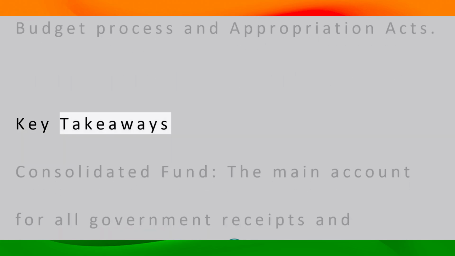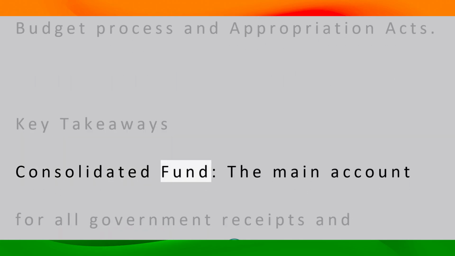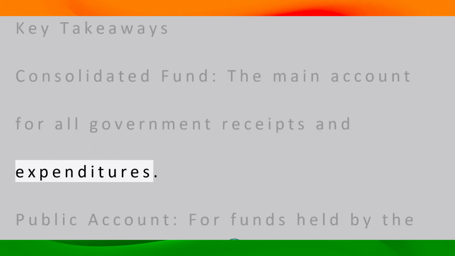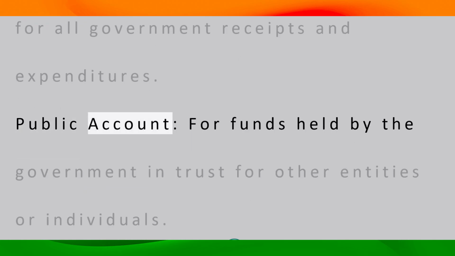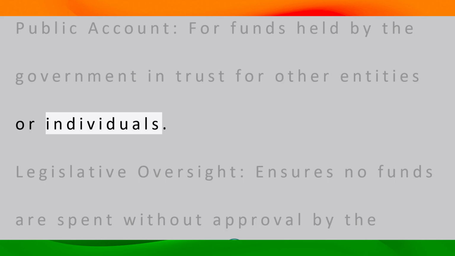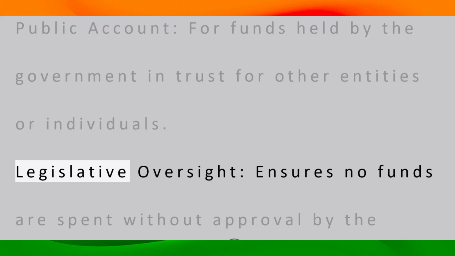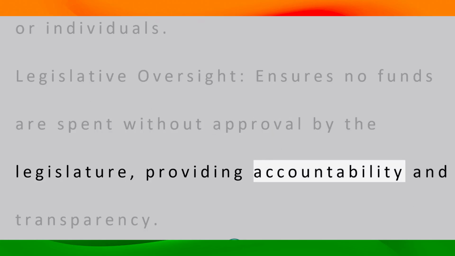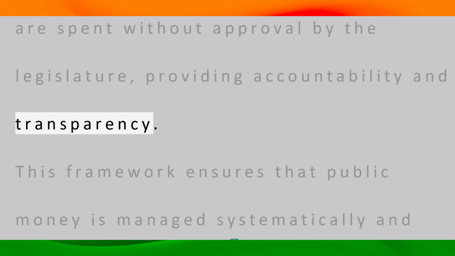Key takeaways. Consolidated Fund: the main account for all government receipts and expenditures. Public Account: for funds held by the government in trust for other entities or individuals. Legislative oversight: ensures no funds are spent without approval by the legislature, providing accountability and transparency.